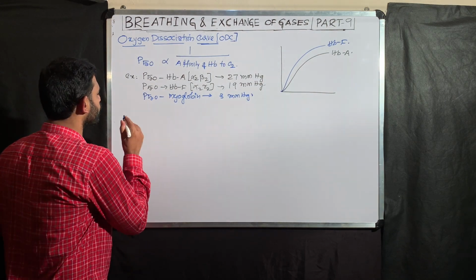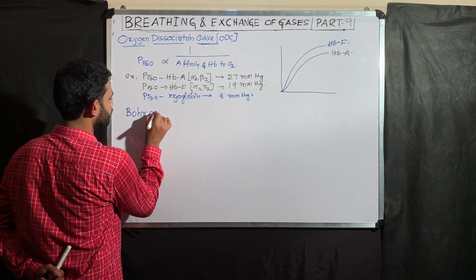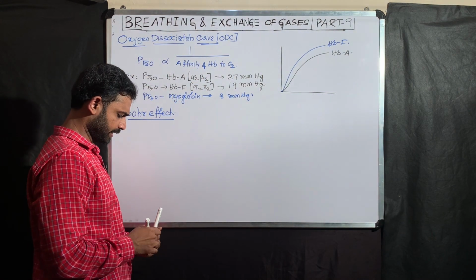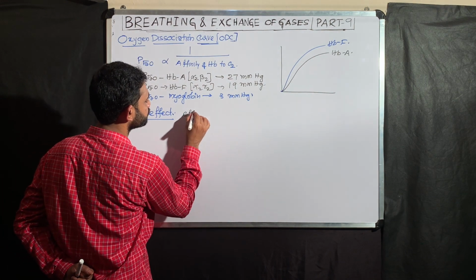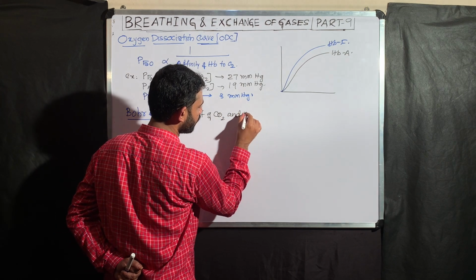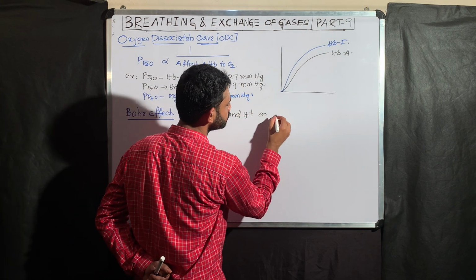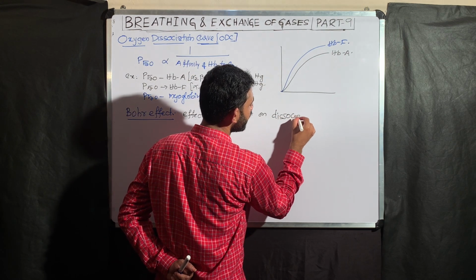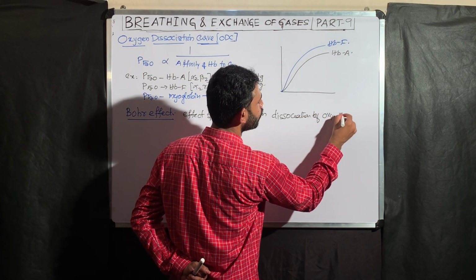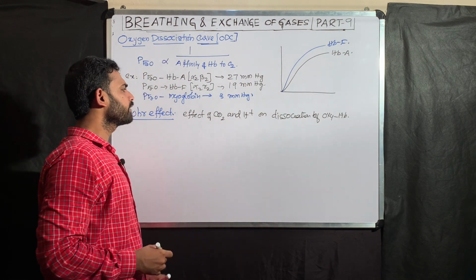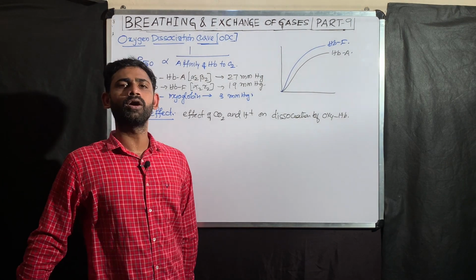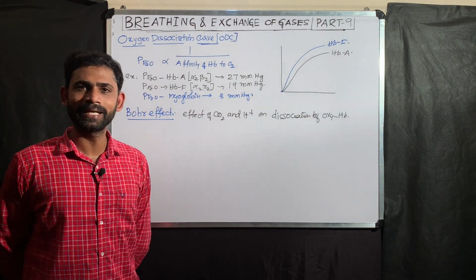The last point I am telling you about is the Bohr effect. This is an important thing. What is the Bohr effect? It is the effect of carbon dioxide and H plus ions on the dissociation of oxyhemoglobin. I will explain. What it means, I already mentioned the concept.